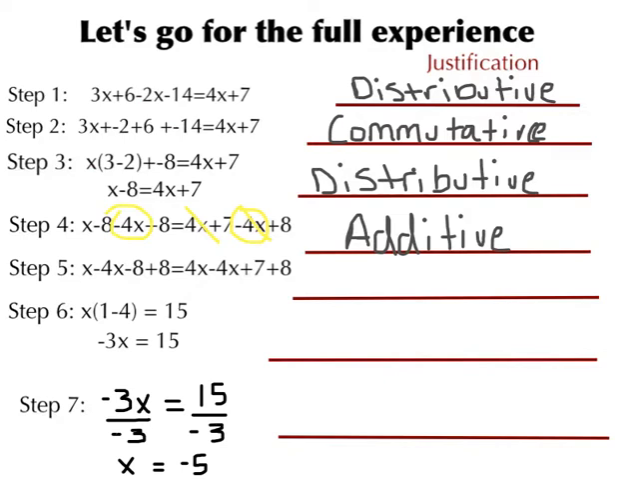Step 5, I'm basically just changing the order of things and the way they're written so that the math is easier for me. So that is just the commutative again. Step 6, I'm pulling the x out again so I can do my math. I'm going from right here, I'm pulling that x out so I can do my math and make my math a little easier. So that is called the distributive property.